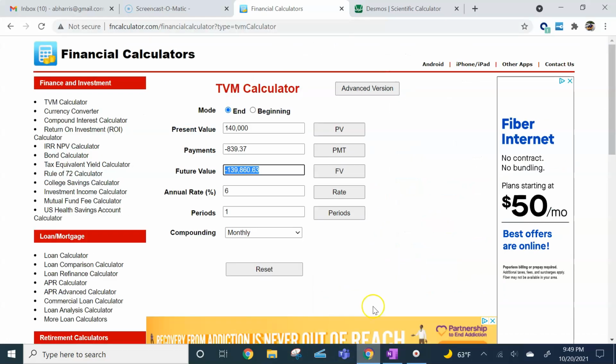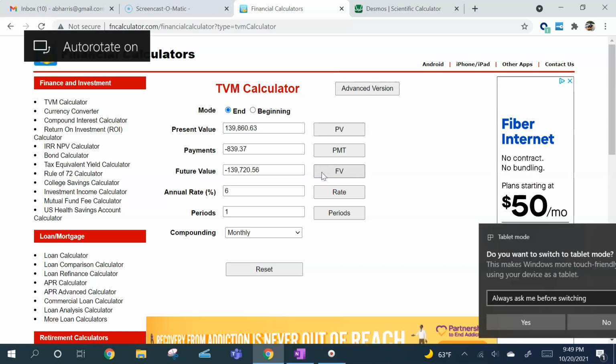So now I owe 139,860.63 at the beginning of the month, and make that payment, 839.37. I'm doing this one time. So I'm going to figure out what's my future value if I make that payment one time. What's my future value? Click on future value. 139,720.56.